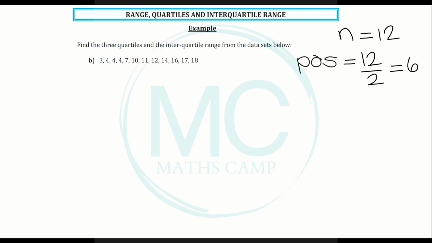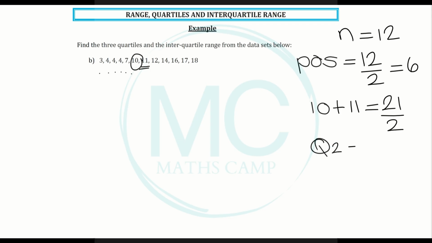Now I can start on the far left side. 1, 2, 3, 4, 5, 6. And I see that the value there is 10. But to find the median, I add 10 to the value directly to the right, which is 11. So 10 plus 11 gives me 21 divided by 2. And I see that Q2 is equal to 10.5.